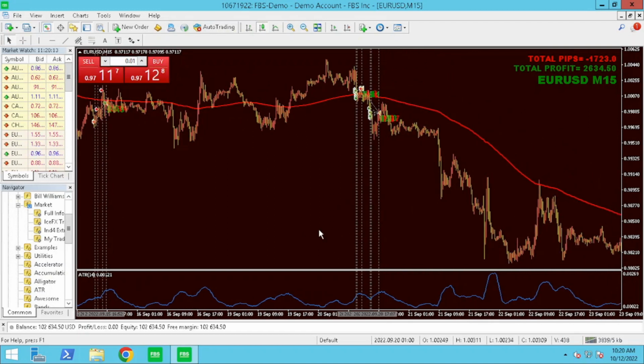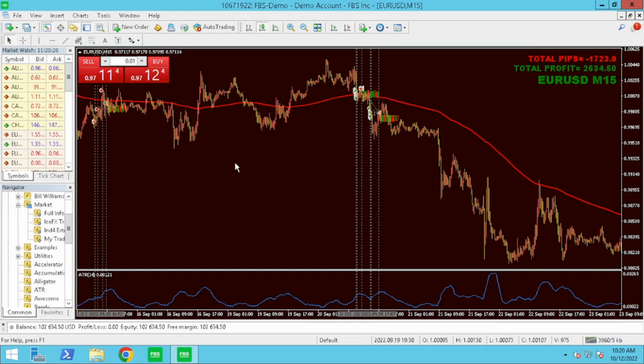Remember, the ATR shows the change in pips during the last 14 periods. This made me realize the expert advisor performs well during highly volatile periods or periods of high ATR.